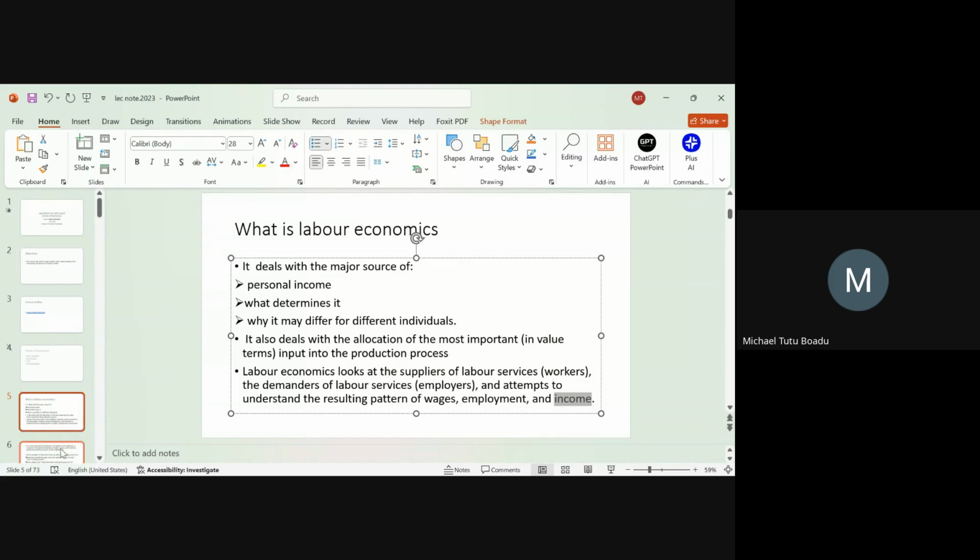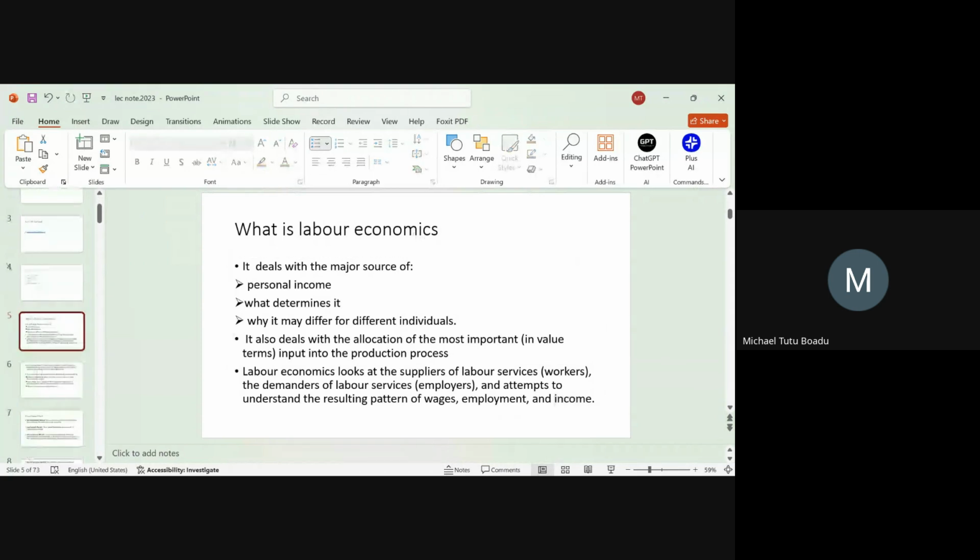So labor economics is basically helping us to understand the sources from which we receive our incomes, what determines our income, why our income levels differ even though we are doing the same job, how we have to allocate the most critical resources needed for production processes, and how demand and supply of labor determines the pattern of wages, employment, and our income.